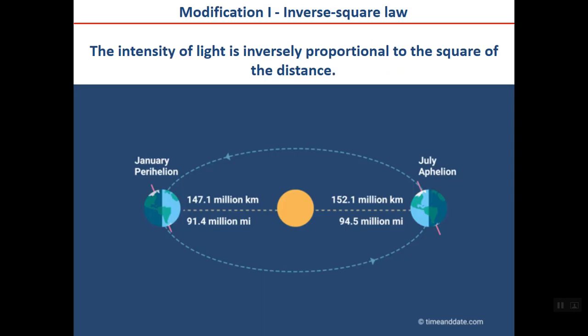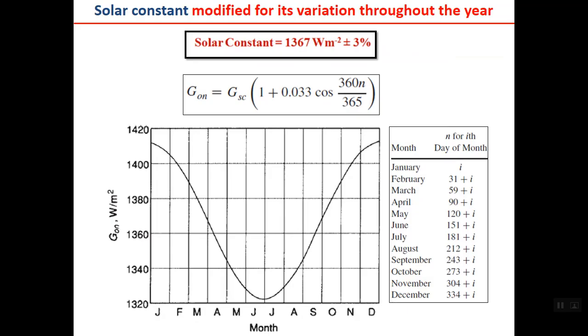But there are some modifications needed. Modification 1 is the inverse square law. You may remember that the distance between sun and earth is not constant. It varies during the year, and according to the inverse square law, the intensity of light is inversely proportional to the square of distance. So the value of the solar constant actually is not constant during the year. So at first you should correct for the distance variation.